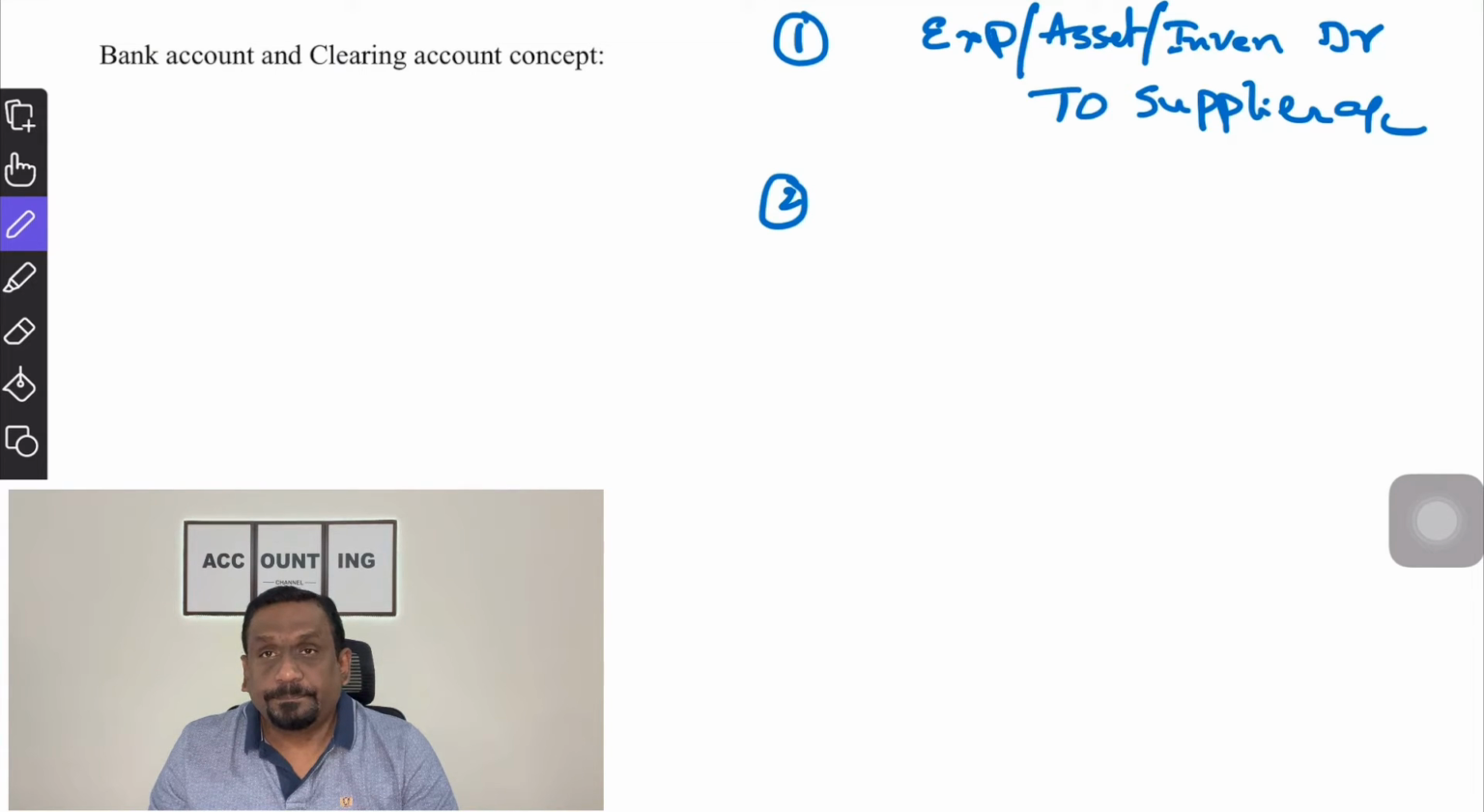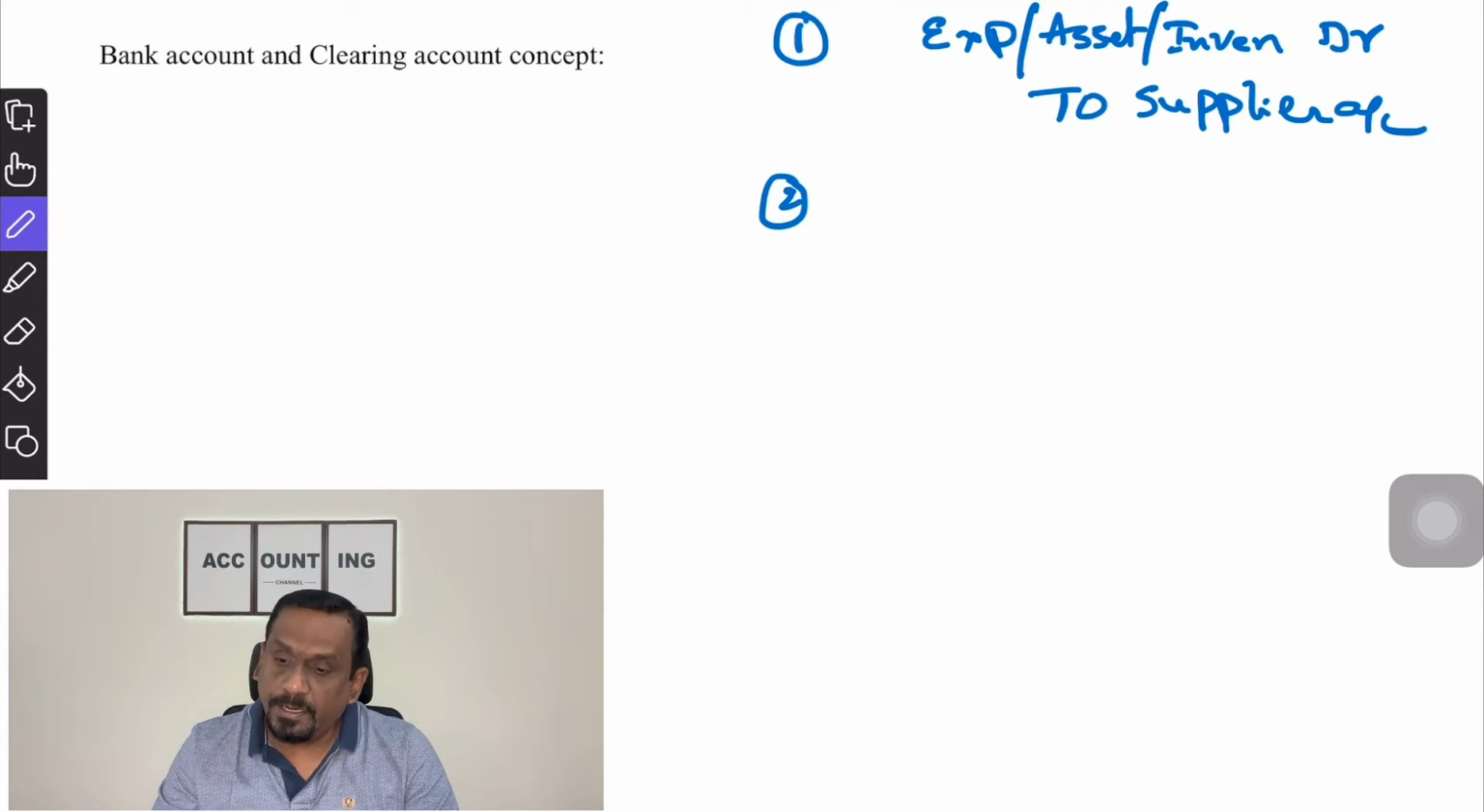Then what will happen? Due date will come. We need to make payment to the supplier, right? How do we make the payment? We run the pay proposal first. When we run the pay proposal, the system will go and pick up those supplier invoices which are due for making payment on that particular day, right? So when the pay run happens, the system will post one entry.